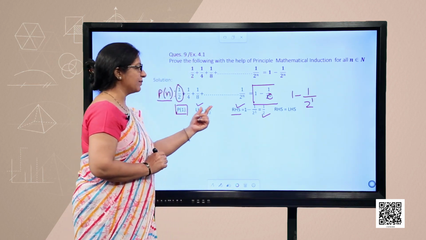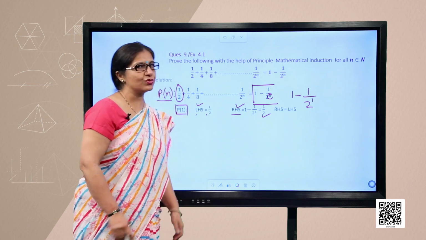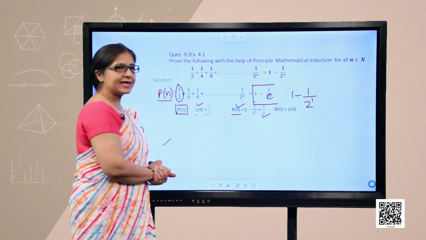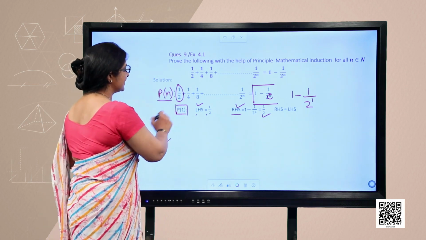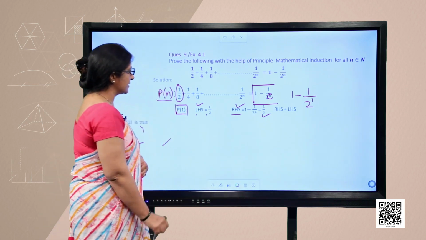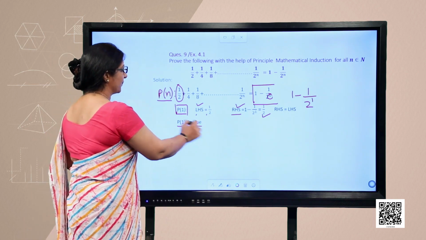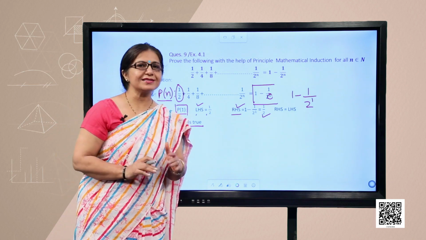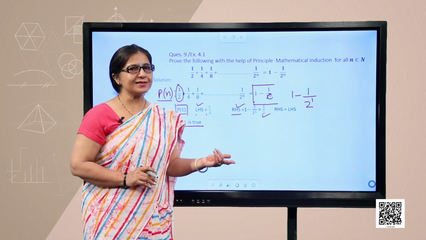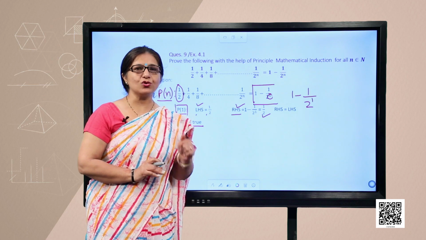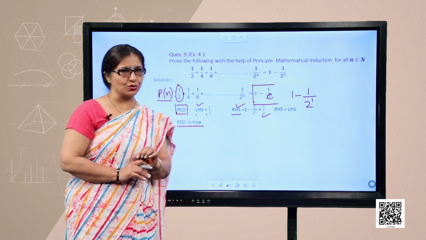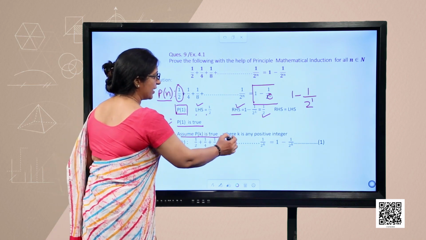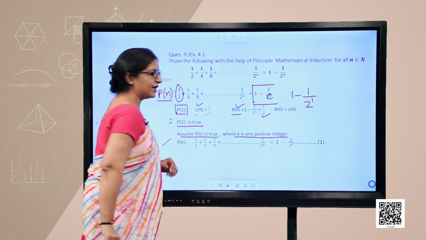Left hand side is also 1 by 2, right hand side is also 1 by 2. So, left hand side is equal to right hand side. Therefore, our statement P1 is true. Now, when the truth of P1 is established, the next step is to assume that Pk is true. We will be assuming that Pk is true where k is any positive integer.